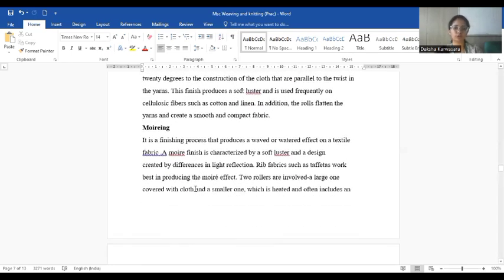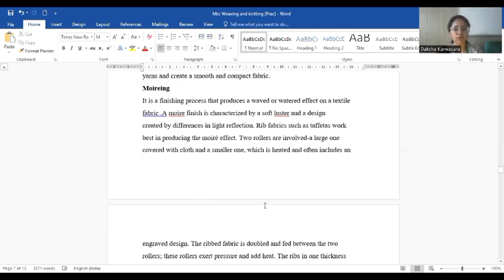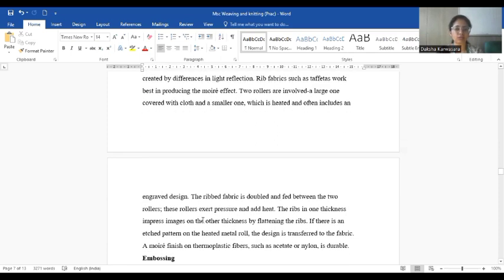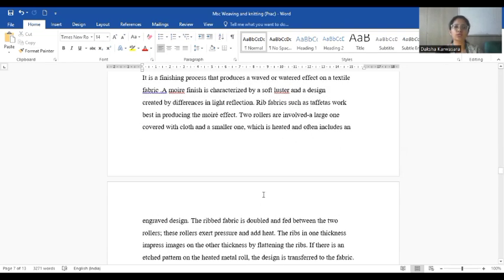The main function of moiring finishes is to produce a watery effect on the surface of the fabric. It is a finishing process that produces a waved or watered effect on a textile fabric. A moire finish is characterized by a soft luster and a design created by differences in light reflection. Two rollers are involved, a large one covered with the cloth and a smaller one which is heated and often includes an engraved design. The ribbed fabric is doubled and fed between the two rollers. These rollers exert pressure and add heat. So the main function is to produce a water effect on the surface of the fabric.